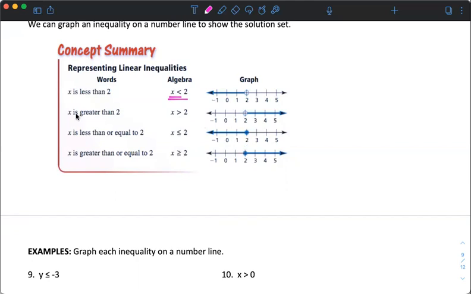Going back up to x is greater than 2, open circle at 2, and we're shading to the right because we're looking at all the values that are bigger than 2. And then the only difference with x is greater than or equal to 2 is that we have a closed circle on 2, and we shade to the right.